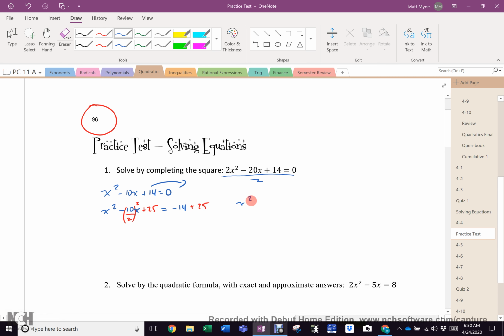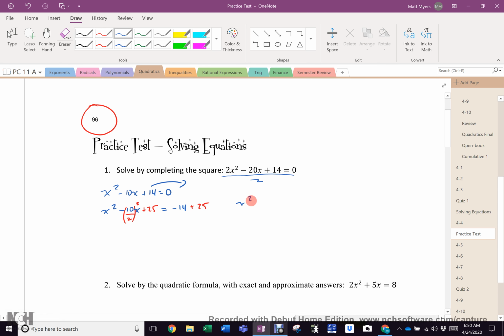This is negative 7 equals 18. Factor that. X minus 5 squared equals 18. Square root both sides. X minus 5 equals plus or minus the root of 18. X equals 5 plus or minus the root of 18.